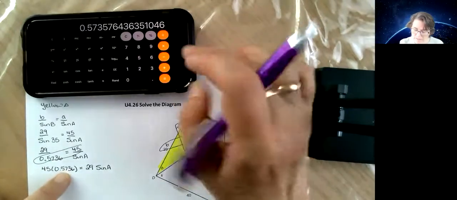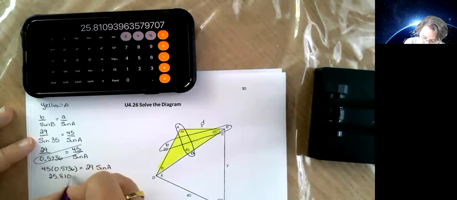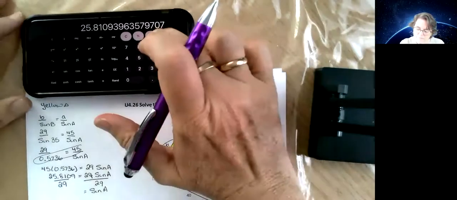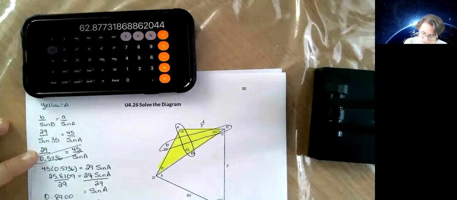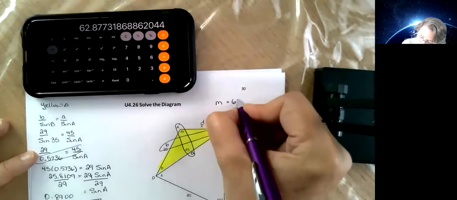I got that 0.5736, this number on my calculator, so I'm just going to multiply by 45. And I'm going to get 25.8109. 29 sine a. Divide by 29. So 0.8900 is equal to sine a. So angle A is equal to, second sine, 63 degrees. All right, you can see that. So I'm going to just track here. M is equal to 63 degrees.